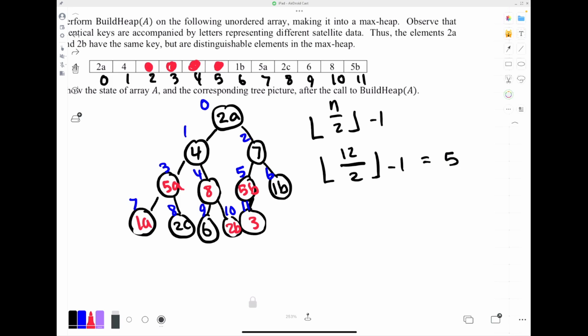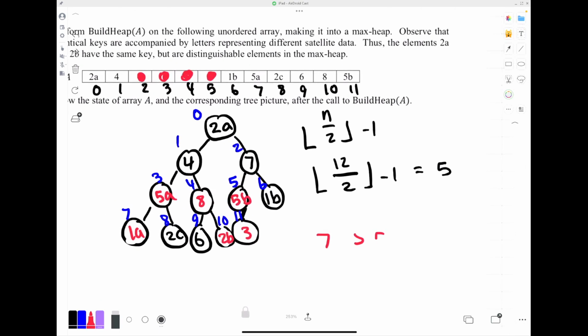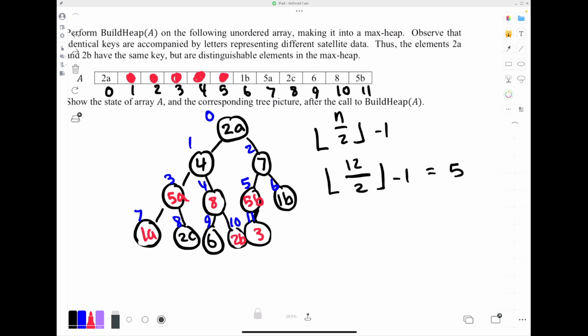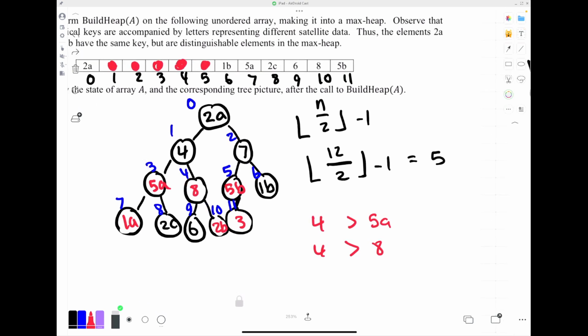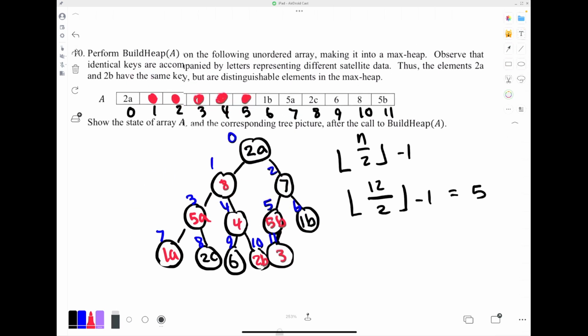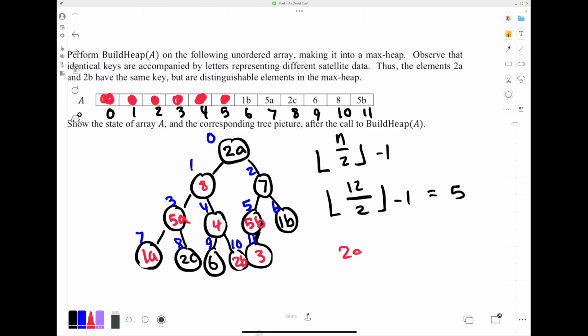And now we can look at index 2. Is 7 greater than 5b, and is 7 greater than 1b? It is, so we don't have to do anything. And now we can look at index 1. Is 4 greater than 5a, and is 4 greater than 8? It's not greater than either of them, so we pick the bigger one, which is 8, so we swap 4 with 8. And now we look at the very last index, 2a. Is 2a greater than 8, and is 2a greater than 7? Not greater than either of them, so we pick 8 because it's the bigger number. So 2a and 8.